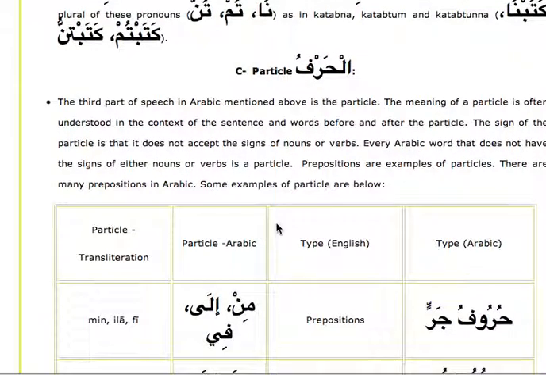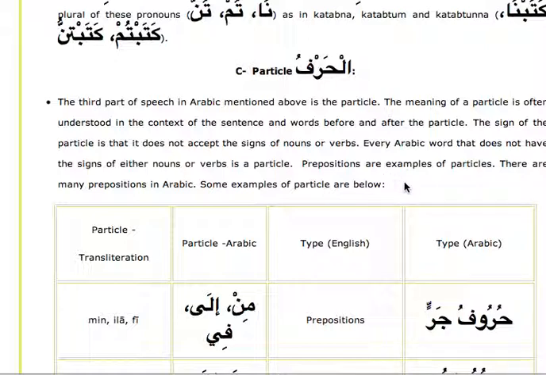The third part of speech in Arabic mentioned above is the particle. The meaning of a particle is often understood in the context of the sentence, and the words before and after the particle. The sign of the particle is that it does not accept the signs of nouns or verbs. Every Arabic word that does not have the signs of either nouns or verbs is a particle. Yeah, that makes a lot of sense.